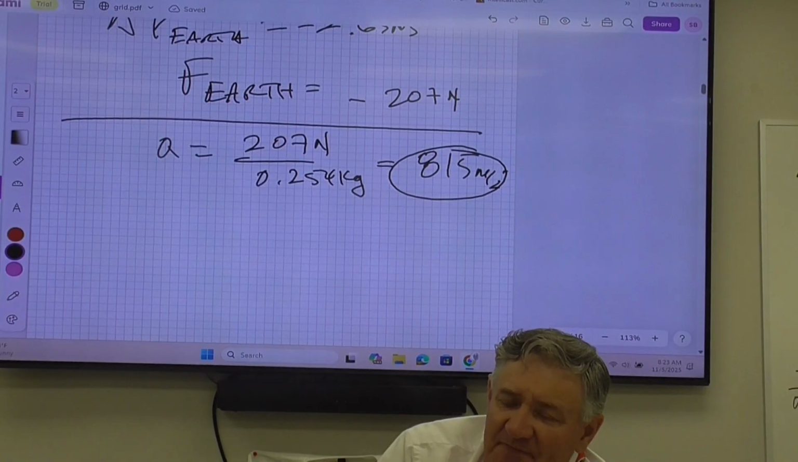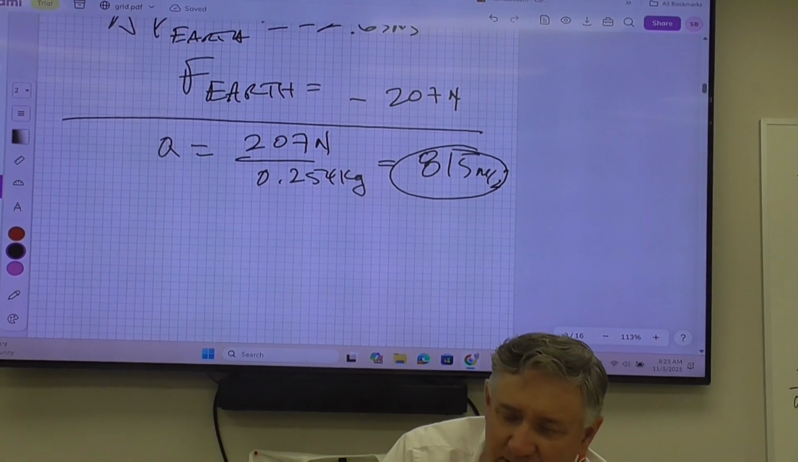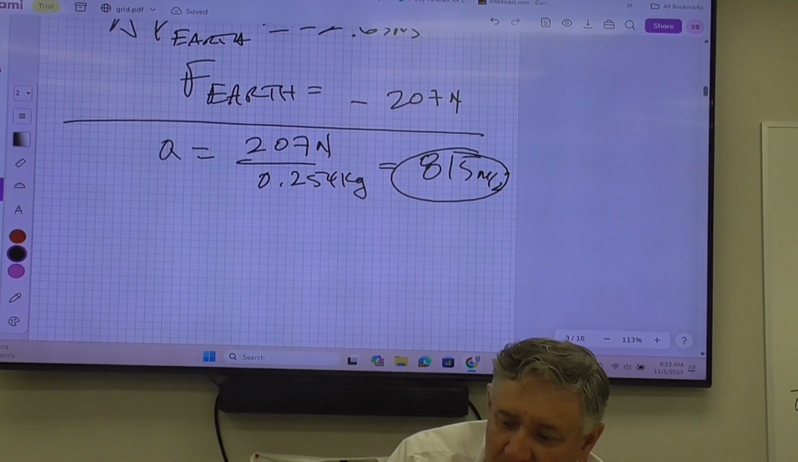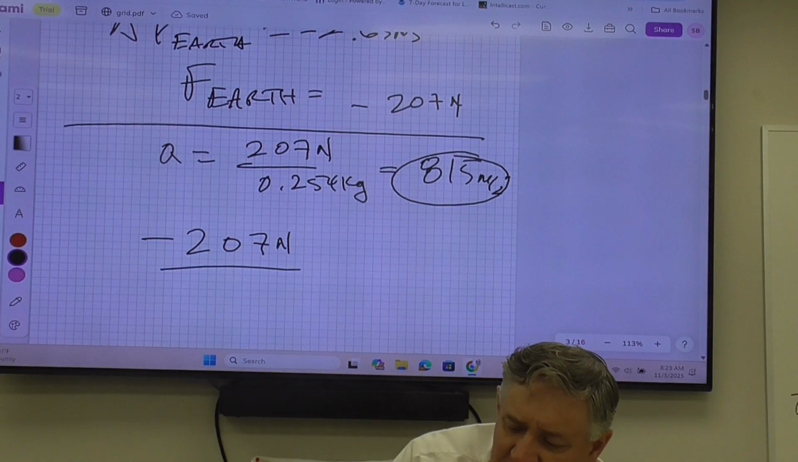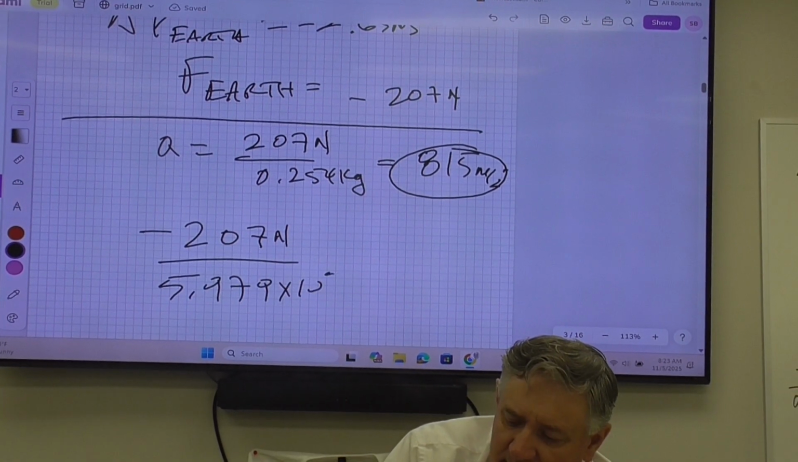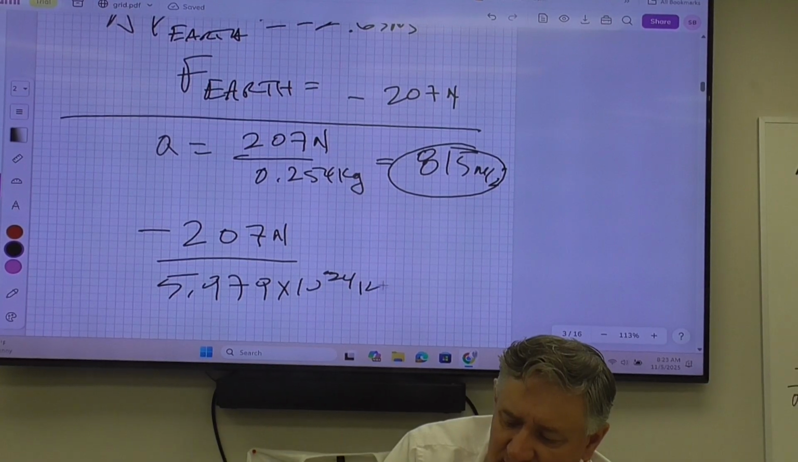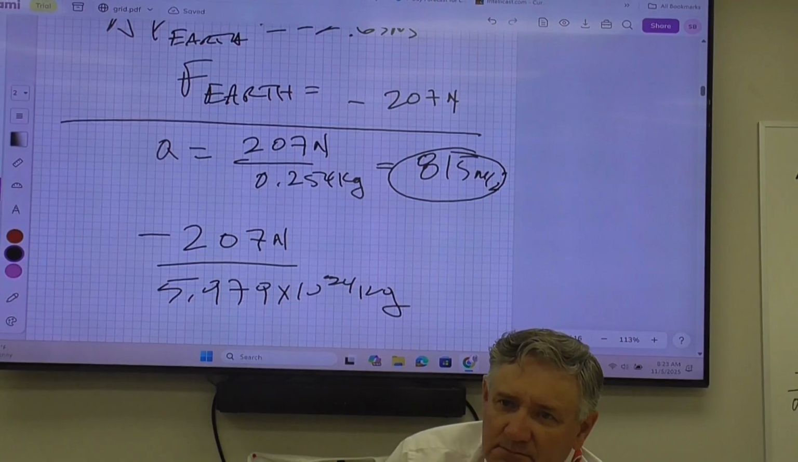So, could I find the acceleration of the Earth? I'm going to take negative 207 newtons and divide that by the mass of the Earth, 5.979 times 10 to the 24th kilograms. Hopefully, I get a really small number.